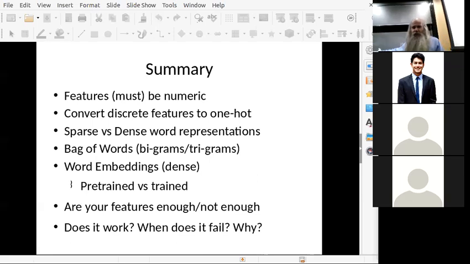Okay, so we talked about features which must be numeric. We talked about how to convert discrete features into one-hot features. We talked about sparse and dense representations, all these ones and zeros versus a bunch of random floating point numbers. We talked about bag of word representations and bag of bigrams and bag of trigrams if you've got a really, really, really big bag. We talked about word embeddings, which are really dense representations of the sparse information. They can be pre-trained or trained on the data that you actually have, depending on the distribution. These are things like Word2Vec, GloVe, and the contextualized ones, Elmo and BERT.